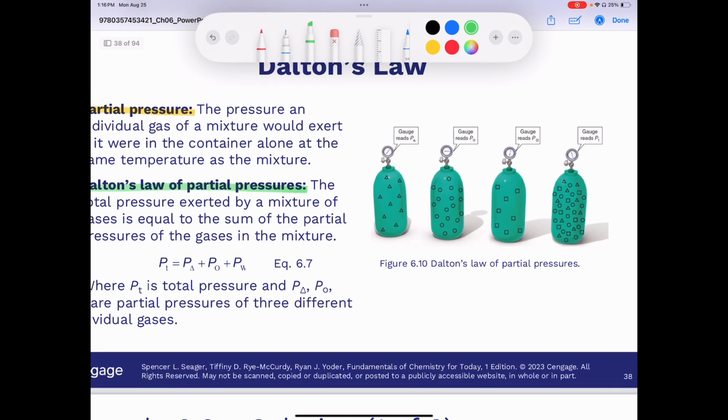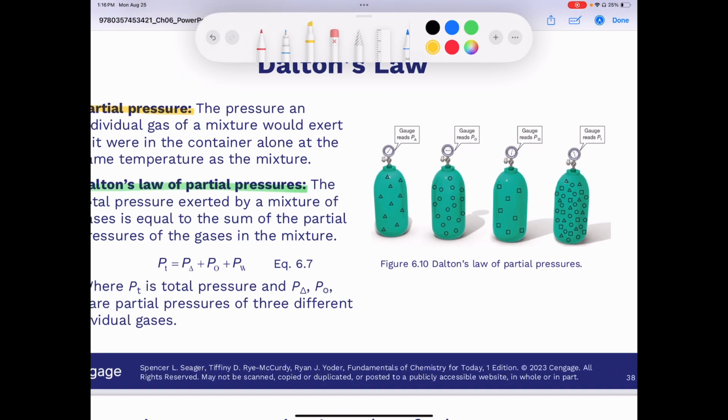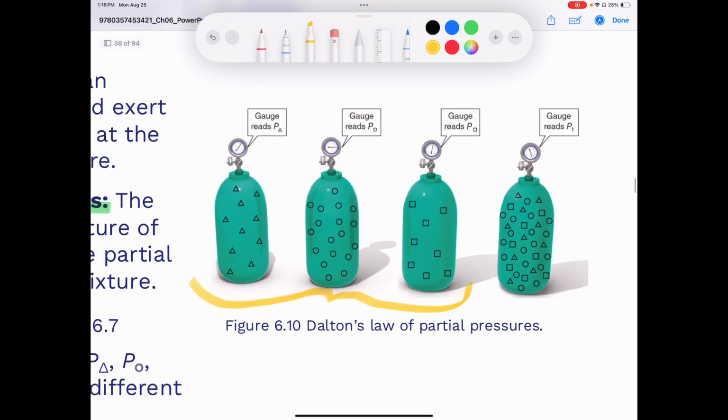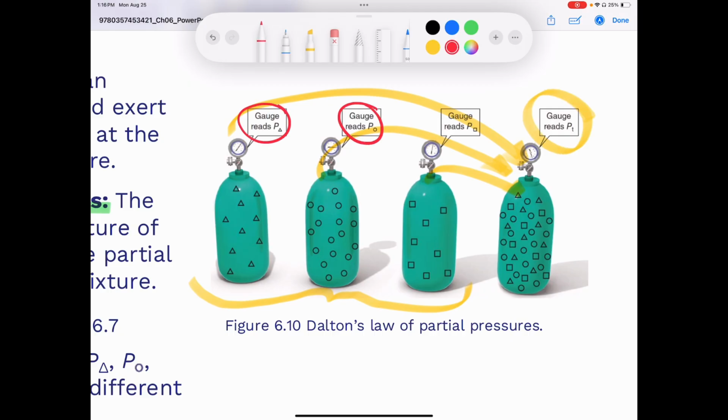So let's take a look. Let's say you have these three containers here. You have the triangle gas, the circle gas, and the square gas. These different gases, you can see how they all have different pressures. Well, if you were to take all three of these and put them in here to make a mixture, the total pressure here is just going to be the sum of this one, and this one.